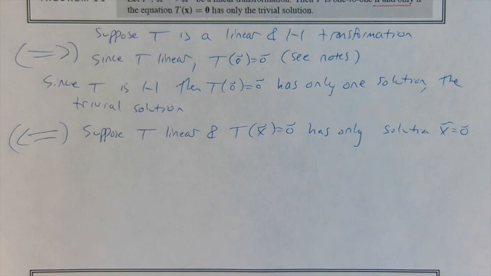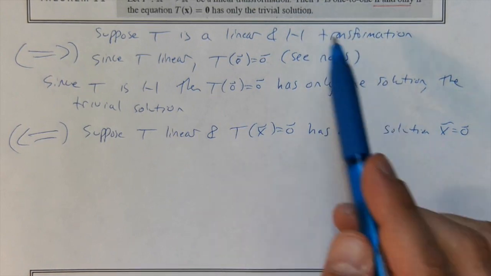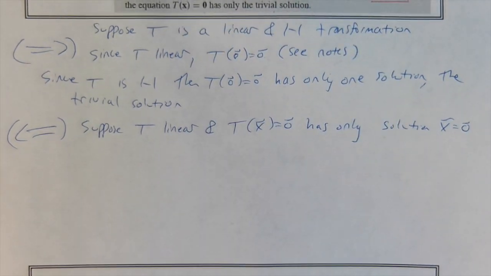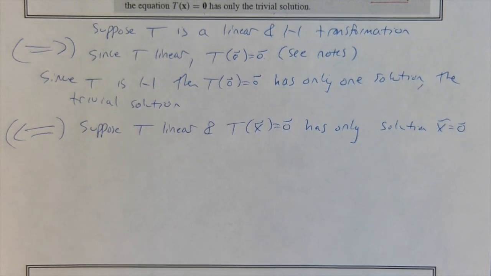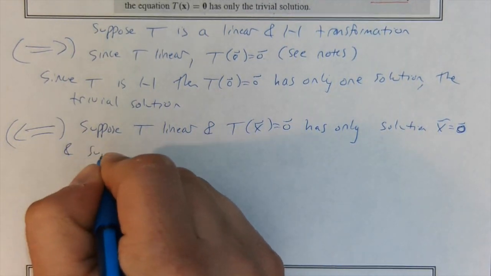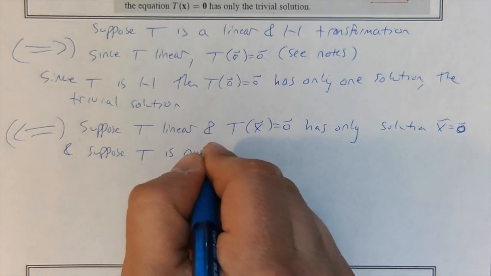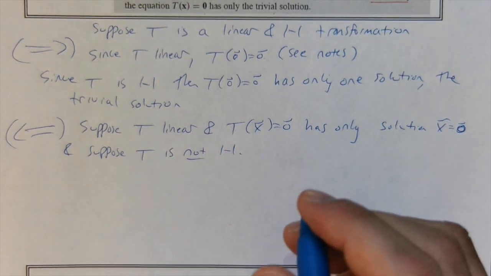And let's do a proof by contradiction. So what we're going to do here is we're going to assume this part's true, but then we'll assume that T is not one-to-one, and then we'll show that that leads to something that can't be true, which will show that T must be one-to-one. So we're going to see what happens if T is not one-to-one. Okay, so let's suppose T is not one-to-one. We'll show that this leads to a contradiction.